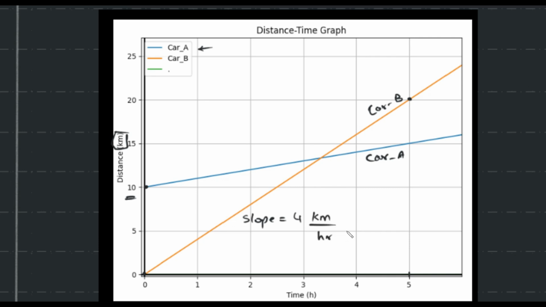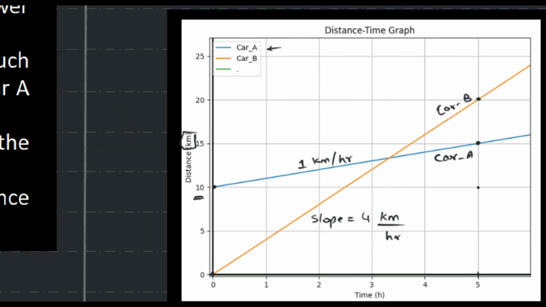And find the slope of car A now. I can make use of 0 and one more point. So 0 to 5, the rise is 10 to 15. So this is 5, this is 5. So this is basically 1 kilometer per hour. I agree that the values are not very practical, but again, it's just an example.